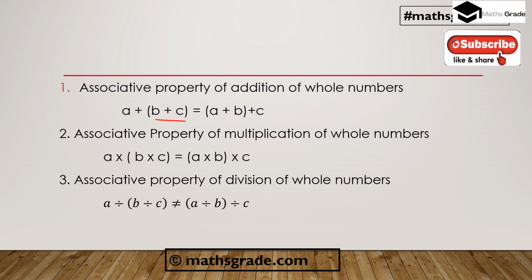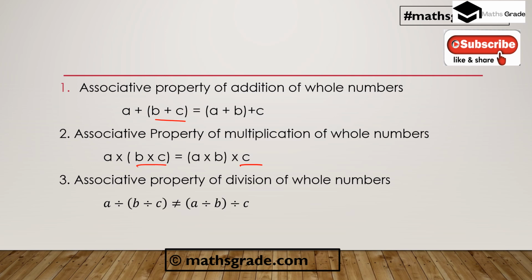Now the associative property of multiplication of whole numbers. If three numbers A, B and C are given, first we multiply B and C, then we multiply with the first number A, which is equal to first multiplying the first number and second number, then multiplying with the third number, and this is true. So the associative property of multiplication of whole numbers is true.